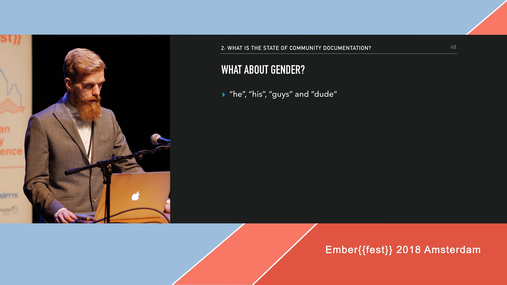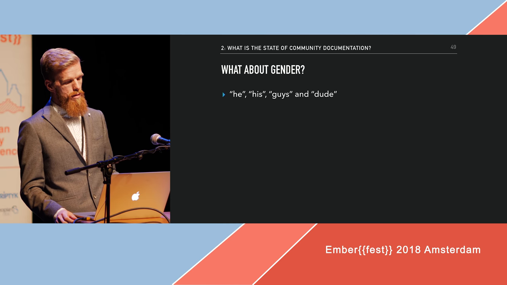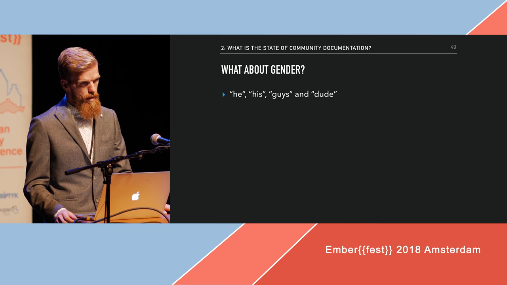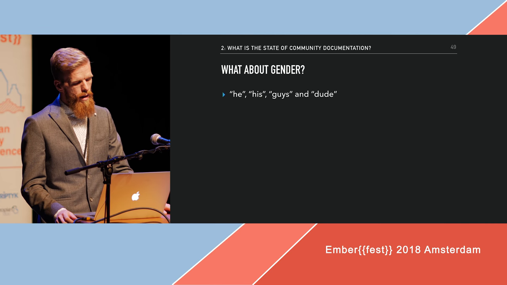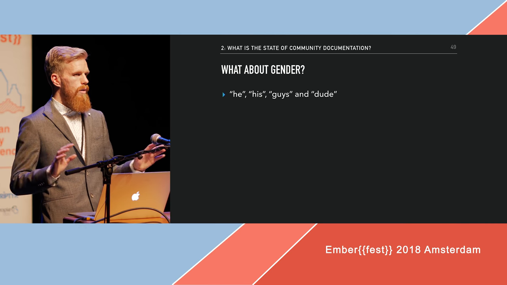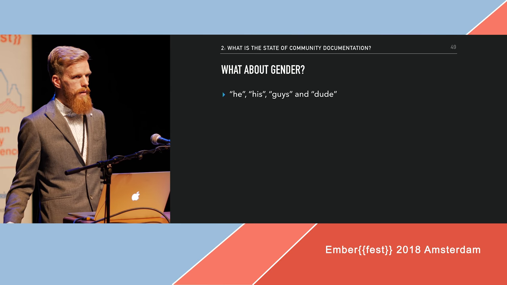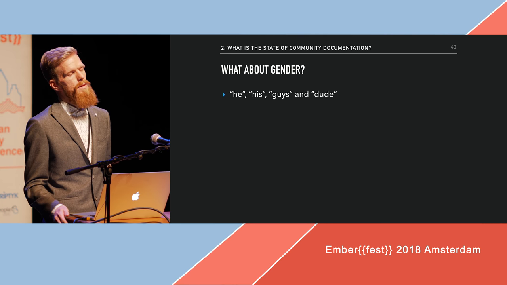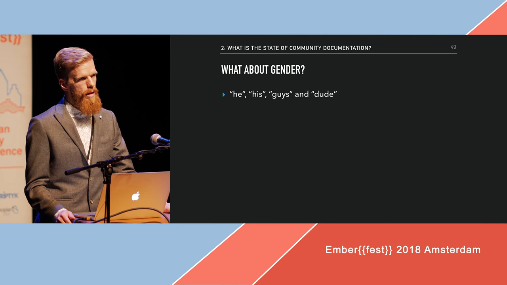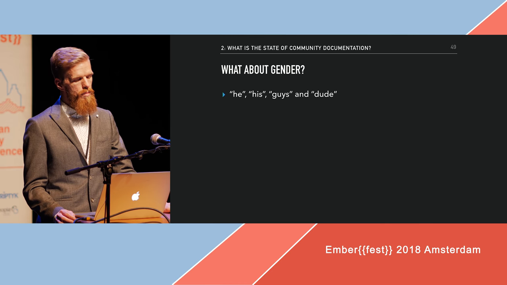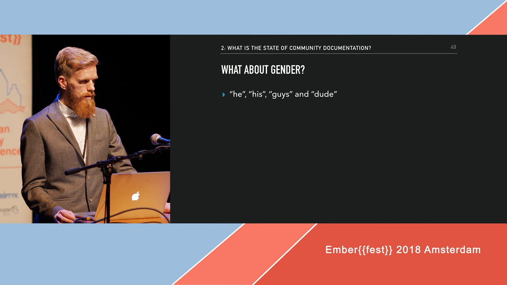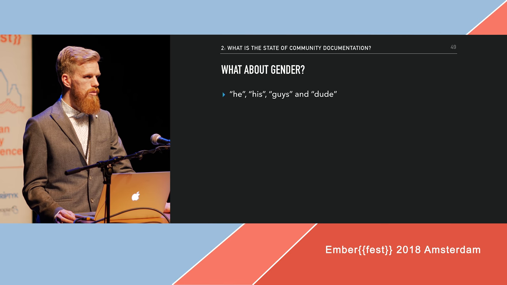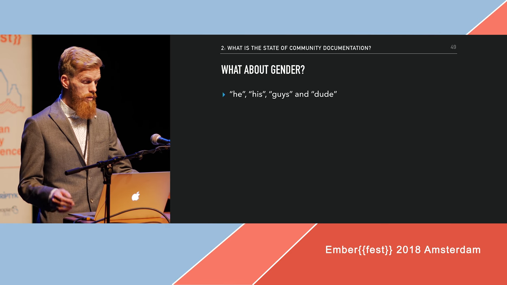I looked a bit at how we write about gender stuff in the Ember add-ons. And I want to say on an overall scale, we're doing okay, but we do tend to repeat some of the same patterns that we see in a lot of places in the open source community. And that is always using words like he, his, guys, and dude. This is from the readmes.